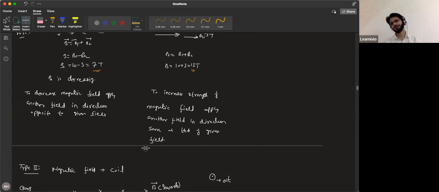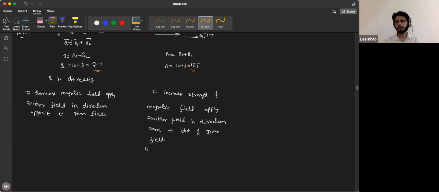Does anyone remember what was the rule for the direction of magnetic field for a circular coil? Fleming's right-hand rule? No, not Fleming's rule. We never use Fleming's rule. Nabil Ahmed, do you remember the rule for the direction of magnetic field for a circular coil? No. Does anyone else in this class remember the rule? Okay, no one remembers.